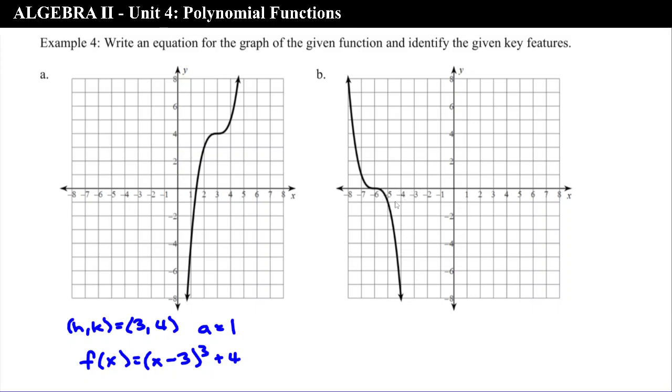Over here for b, we have our h, k being, well, we're going back to -6 and we're not going up or down, so that's 0. So -6, 0. Our a is, well, let's check. We're decreasing, so we know it's going to be negative. And if we go over 1, down 1, we hit the graph, so that's going to be -1. So f of x equals -(x plus 6) cubed.